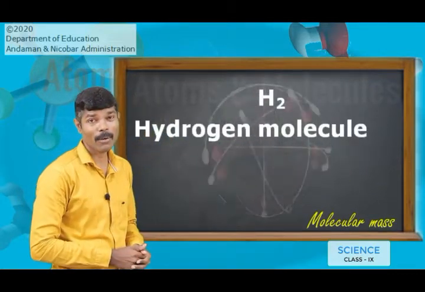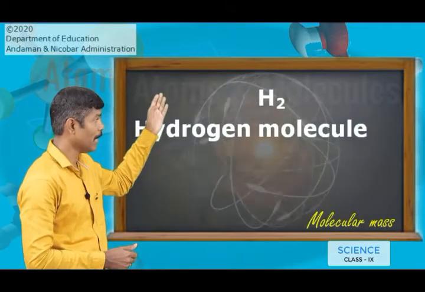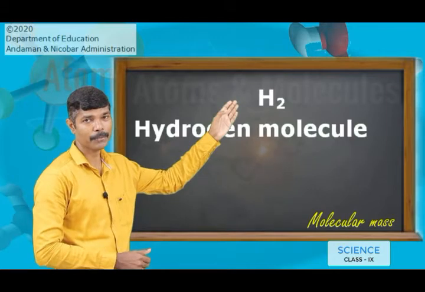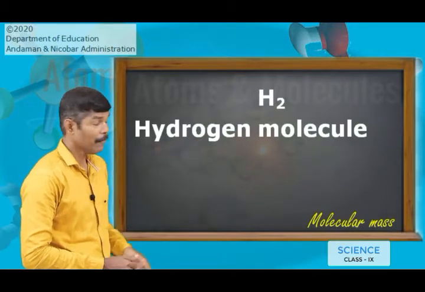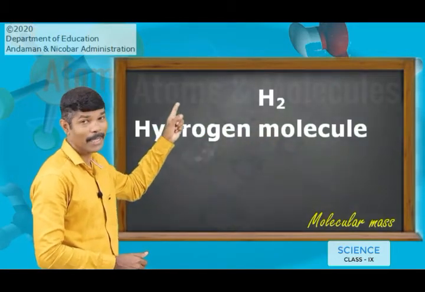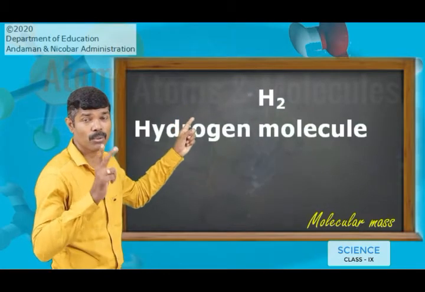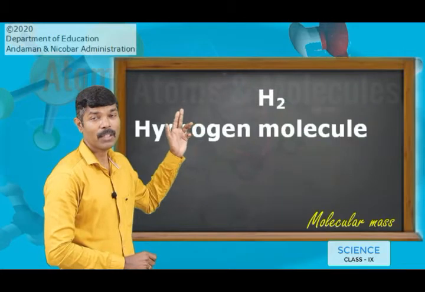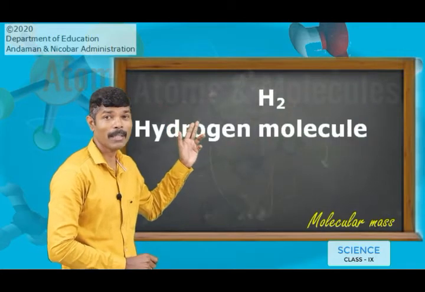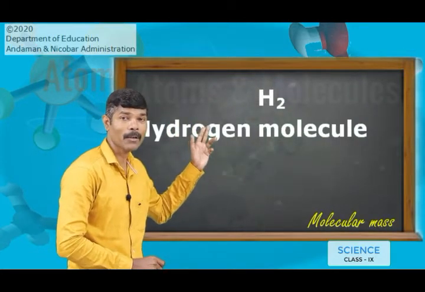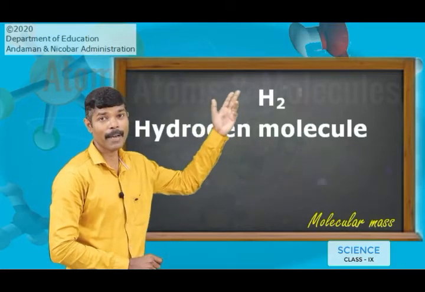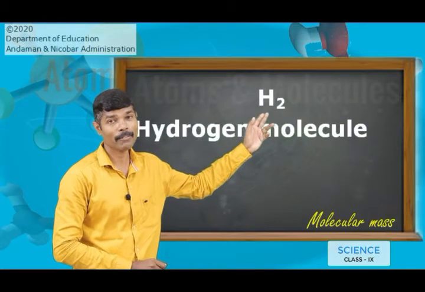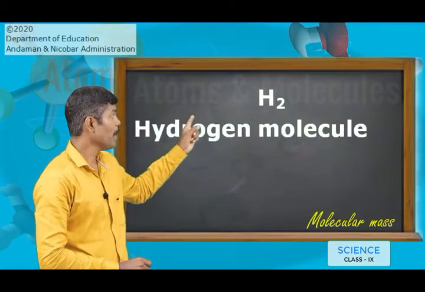The molecular formula of hydrogen molecule is H2, and the relative molecular mass, how it is found, about that we will see. We know that each hydrogen molecule has 2 atoms. To find the molecular mass of hydrogen, we need to add all the relative atomic masses of the molecule, and finally we will get the total relative molecular mass of hydrogen. Here 2 atoms are there.